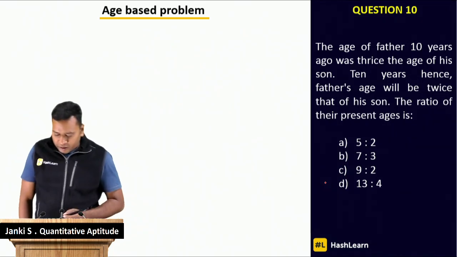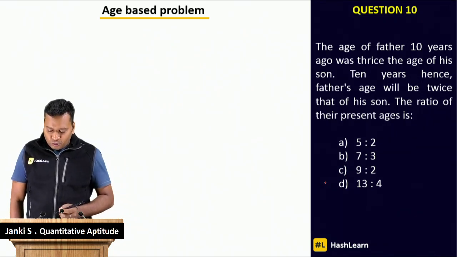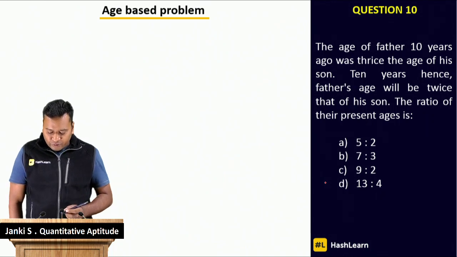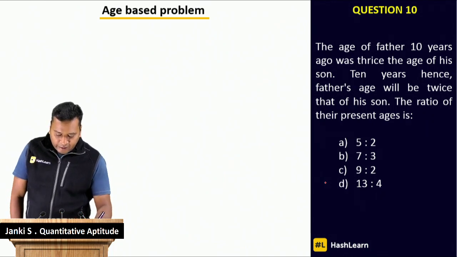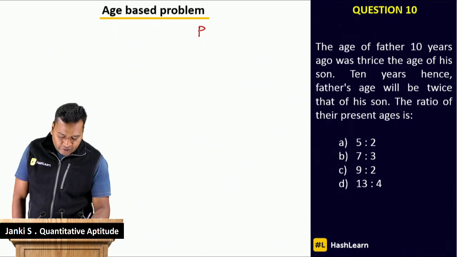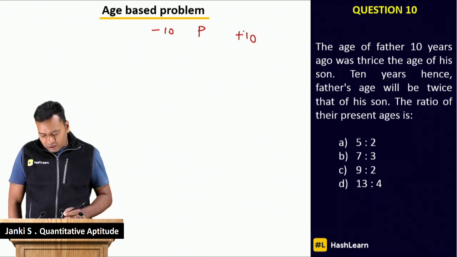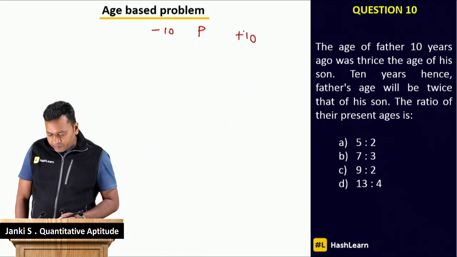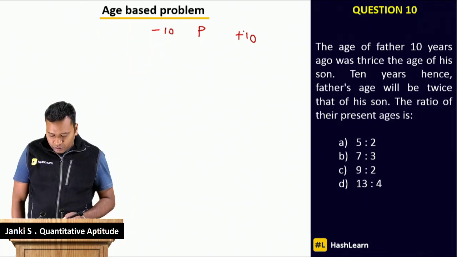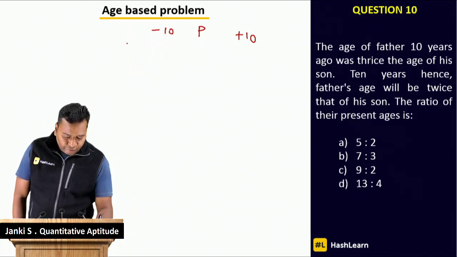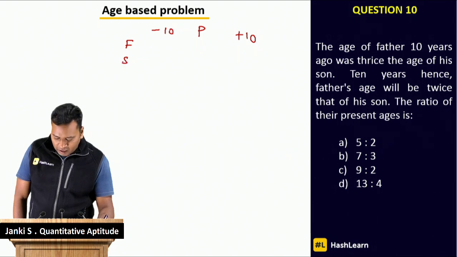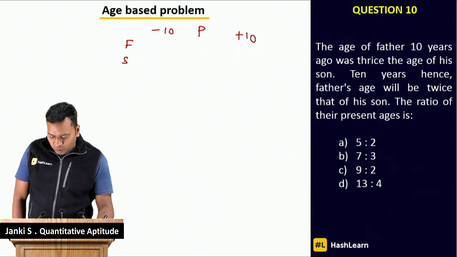Right. 10th one. The age of father 10 years ago was thrice the age of his son. Right. So my condition is, I'll mark present age, 10 years back and 10 years hence. So here, father and son, the age of father 10 years ago was thrice the age of his son.